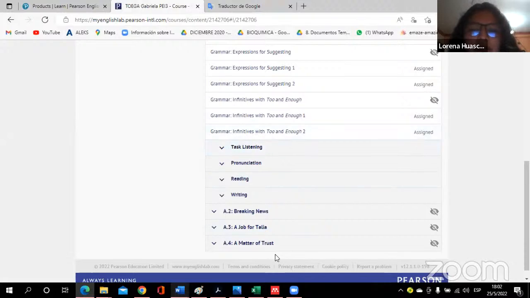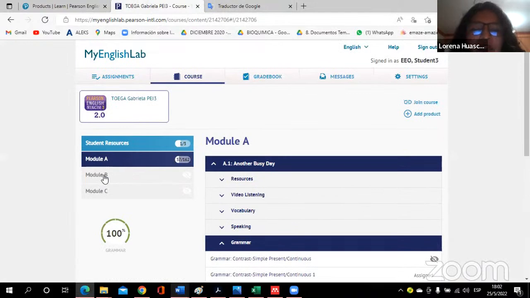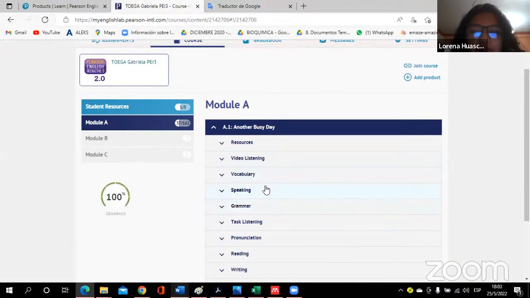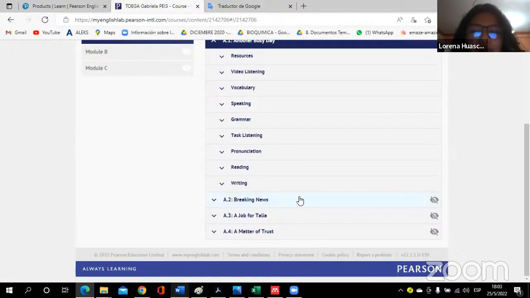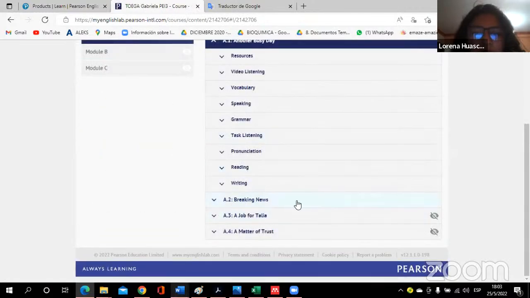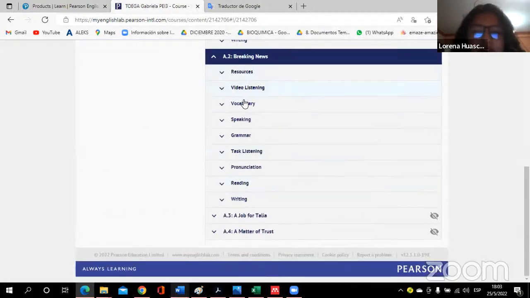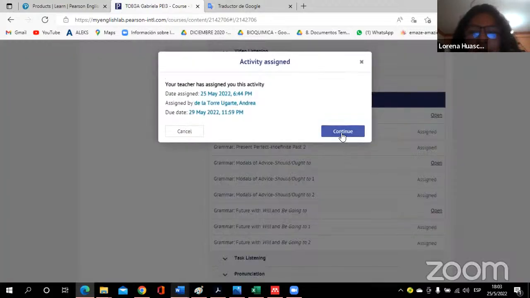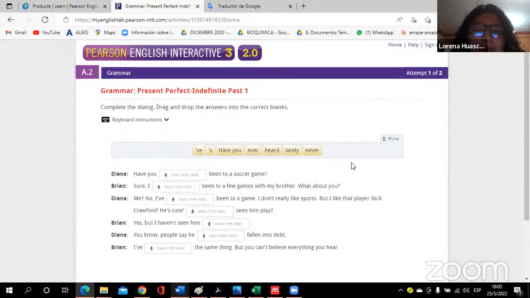Let's go to Unit 2. Unit 2, yes, A2. No, that's model. Unit A1, A2. Yes, A2. You can see. Could you refresh the page? Maybe, please. Yeah, now you can see. So let's go to grammar. And present perfect infinitive past one. Yes. Okay. So let's start.